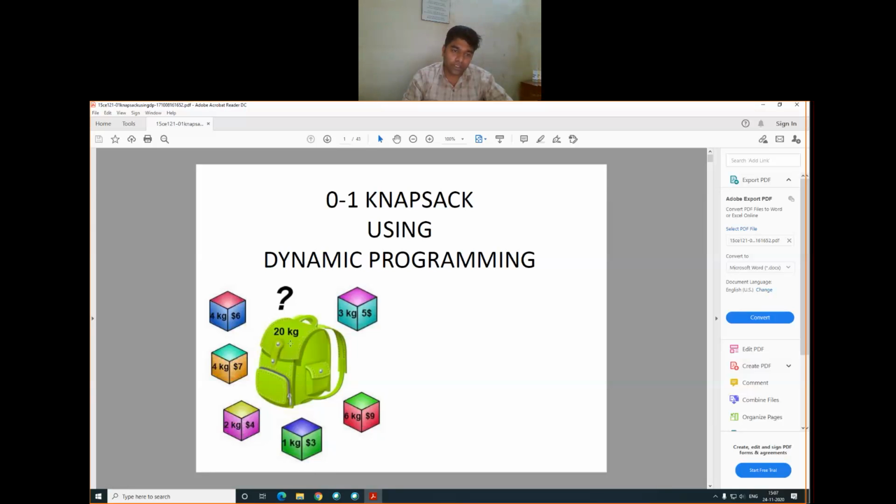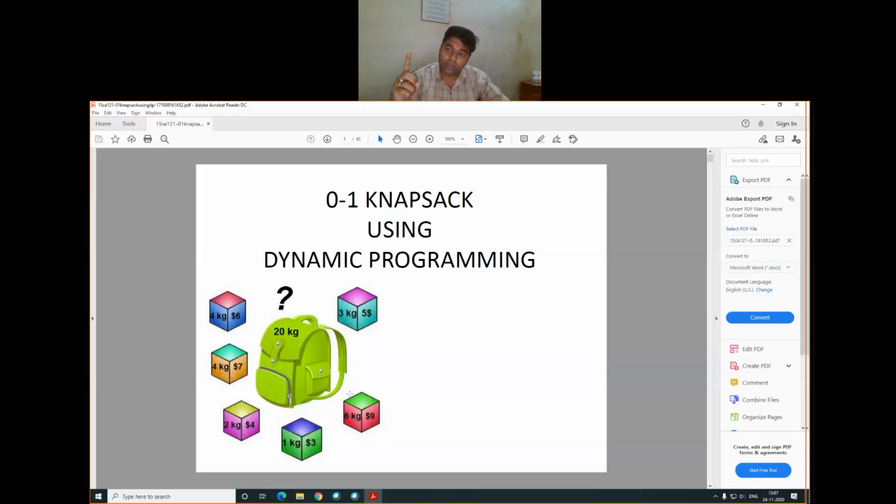On the other side we have a knapsack that has a particular capacity, like here we have 20 kilograms, and we are required to fill this bag, or knapsack, with these items. The knapsack problem says that we have to fill it so as to maximize the profit, always respecting the constraint of whether the bag is full or not.